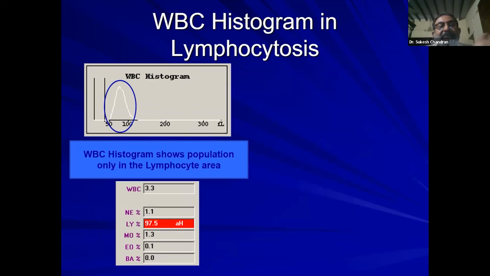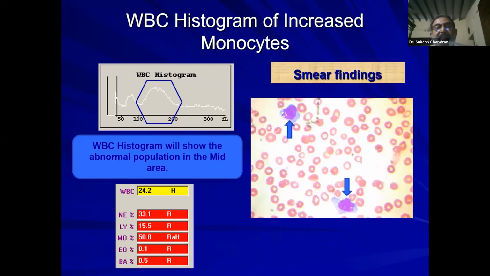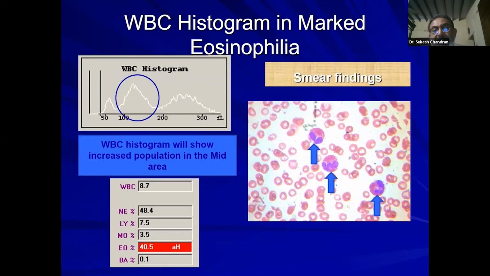Now, when you have lymphocytosis, where the WBC histogram almost looks like the red cell histogram, it is basically lymphocytosis. And if it's less than 100 femtoliters, it's only lymphocytes and not any other cell. But when you have a peak in the middle which can be basophil, eosinophil, or monocyte, when it's attached to the lymphocyte, it's monocytosis. But if it's not attached to the lymphocyte, it is eosinophilia.